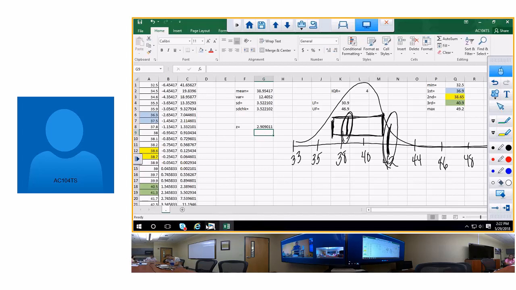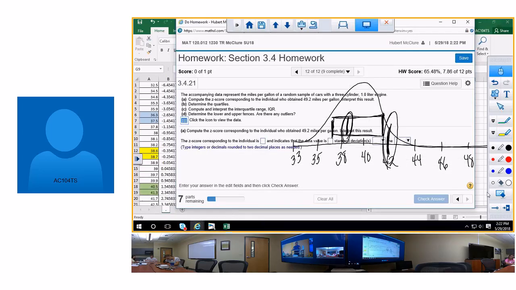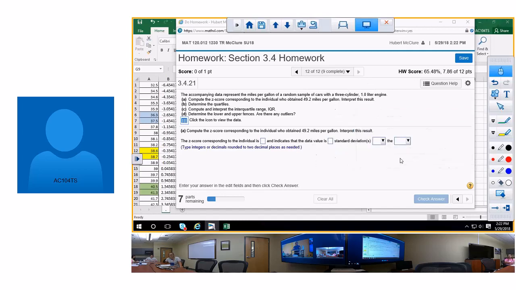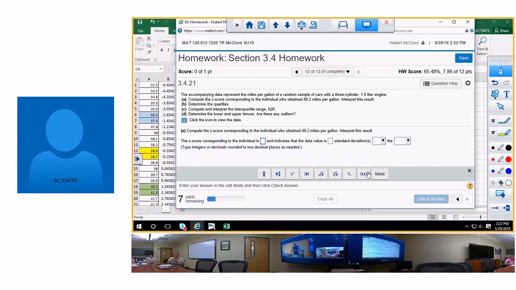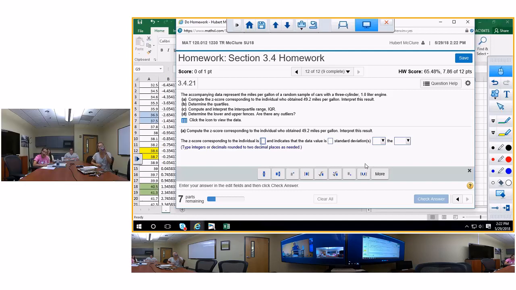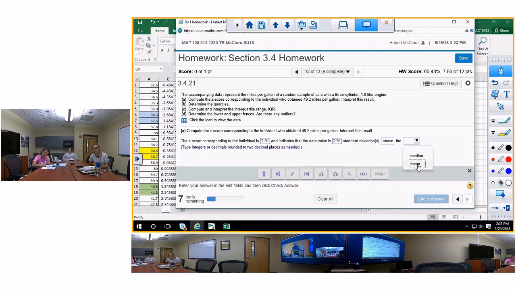So we go back to the question. I didn't even know it asked for a z-score. So let me erase this. The corresponding z-score, what did I say it was? 2.91 indicates that the value is 2.91 standard deviations above the what? Mean. And you feel good about yourself.